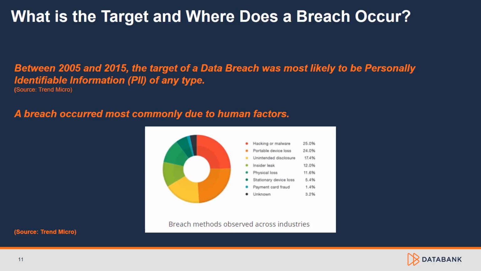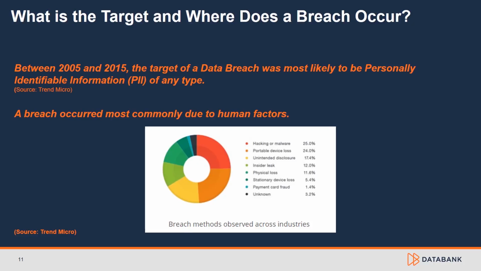So Trend Micro, probably a number of us use their products or are aware of them, and the services they render in intrusion protection systems and vulnerability management and identification. These guys are a really good source of information, even if you don't use their products, to identify what's going on out there in the security attack world. They identified that between 2005 and 2015, the target of a data breach was most likely to be personally identifiable information. That probably in itself is not a shock.